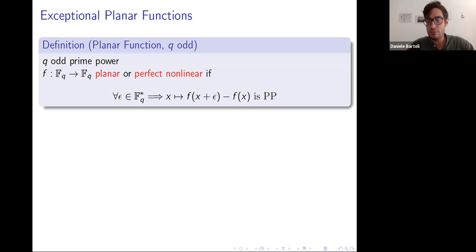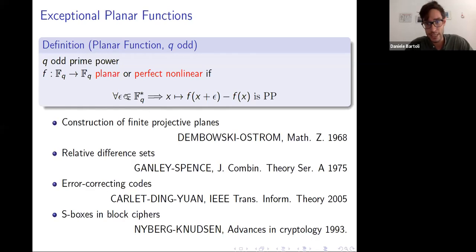Let's start from a few definitions. A planar function, if q is odd, is a function defined over F_q for which, for any epsilon non-zero, the derivative with respect to epsilon, which is given by f(x + epsilon) minus f(x), is a permutation. This is for any epsilon. Now, they were introduced by Dembowski and Ostrom to study finite projective planes, but they've been found to have nice and deep connections also with different areas of mathematics, like relative difference sets, error correcting codes, and again, cryptography.